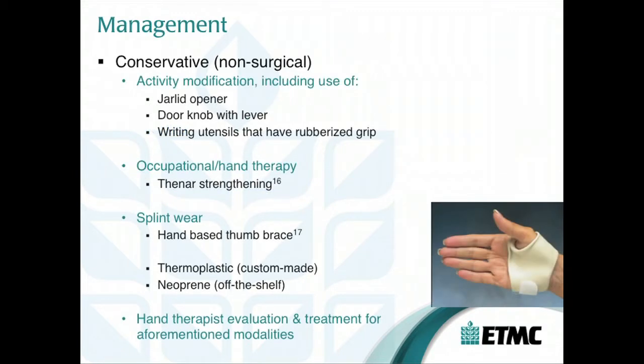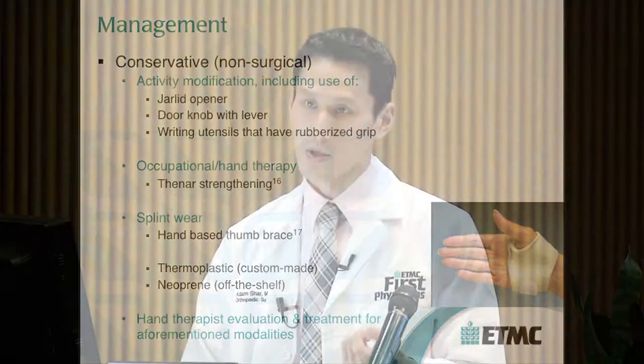Starting with conservative treatment, modifying your activity plays a big role, and that includes using a jar lid opener, having a doorknob with a lever, or even trying to use writing utensils that have a rubberized grip. The reason is that if you take a narrow pencil or pen, there's not as much surface area, so there's more pressure per area. But if you take a fat pencil or a pen that has a rubberized grip, that helps redistribute the force over a greater surface area. Patients may have some relief in trying that if they have problems with writing and such.